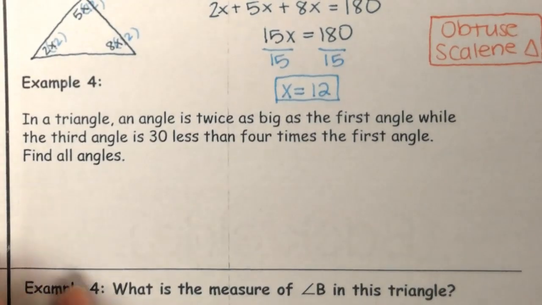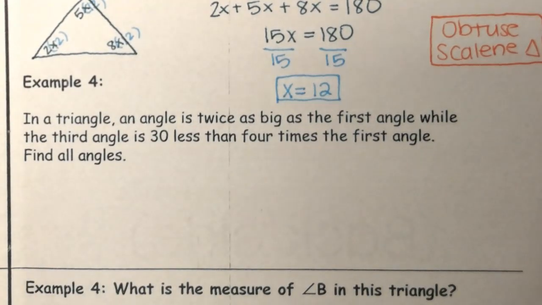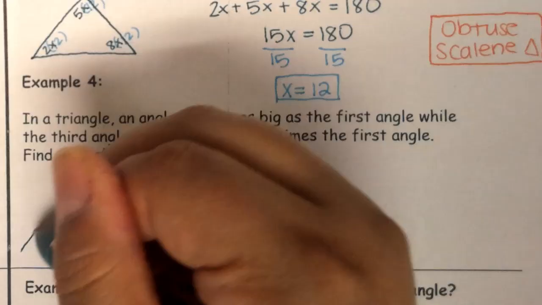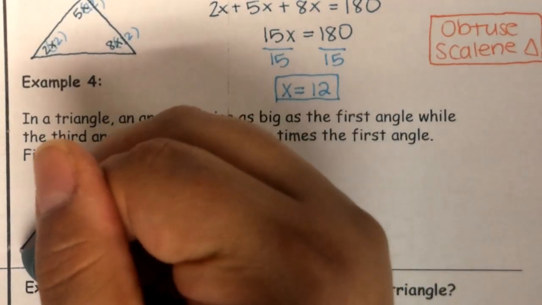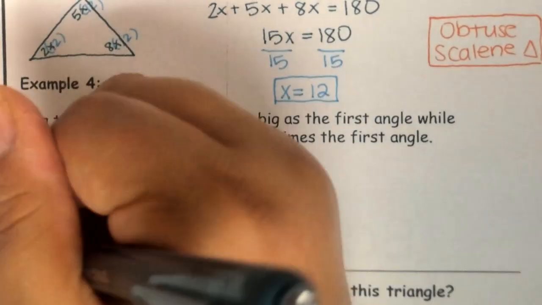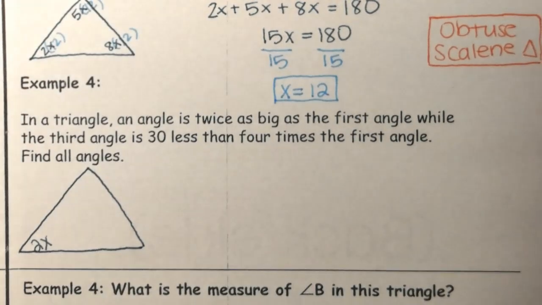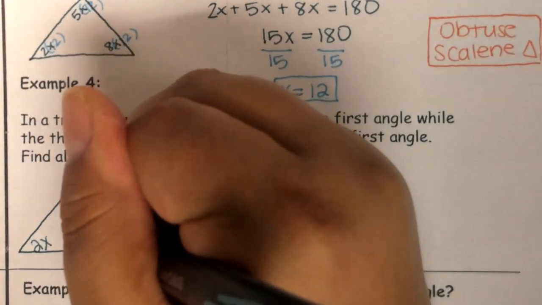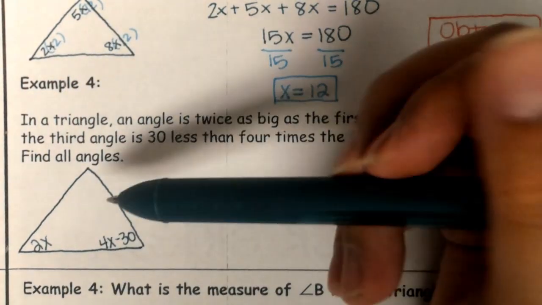All right, last one. Pick your heads up, please. In a triangle. Let me draw that said triangle. An angle is twice as big as the first angle, while the third angle is 30 less than 4 times the first angle. We love word problems, don't we? What do we know about that first angle it tells us about? 2x. Twice as big, 2x. And what about the third angle? 30 less than 4 times? 4x. What is my third angle?